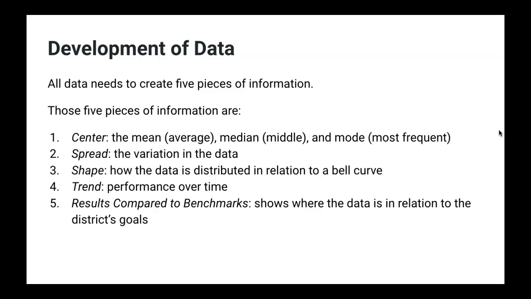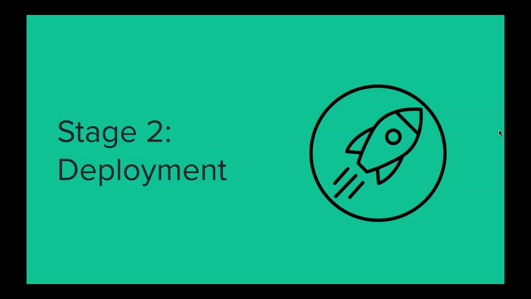But anyways, moving forward, we've got spread, which is the variation of data. Then shape, how the data is distributed in relation to a bell curve. Then you have a trend, which is just looking at how we perform over time. And then 5, results compared to benchmarks, showing where the data is in relation to the district's goals, essentially.